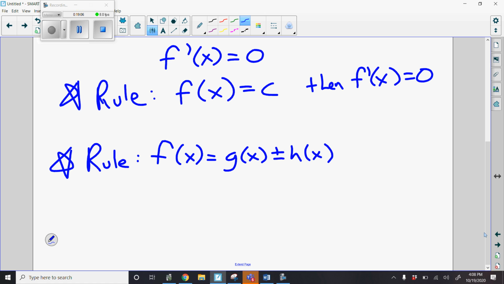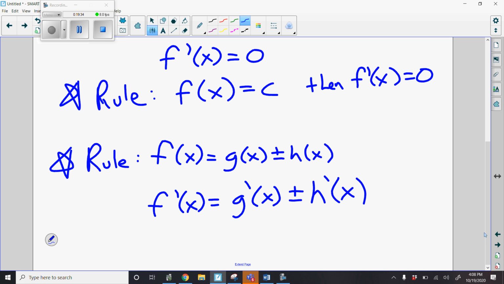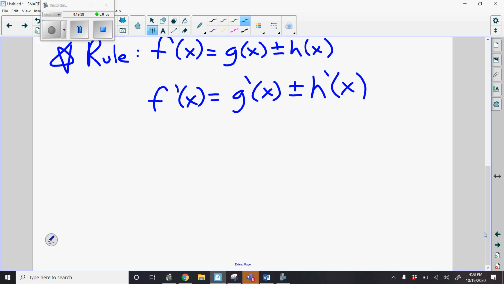If we have, let's say we're saying f of x equals g of x, either plus or minus h of x. So let's say we want to do the derivative of a couple of functions added or subtracted together. Okay, doesn't matter how many there are. Okay, the derivative then, we just do the derivative of the first, and then if it was plus, we have plus. If it's minus, we use minus. The derivative of the second. That's it. So let me give you one more example for that.